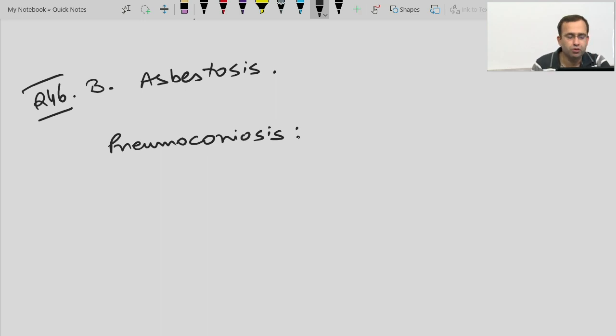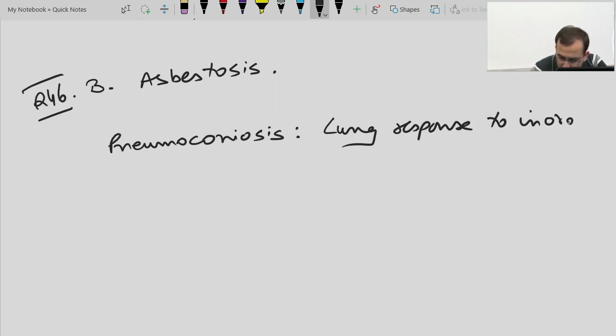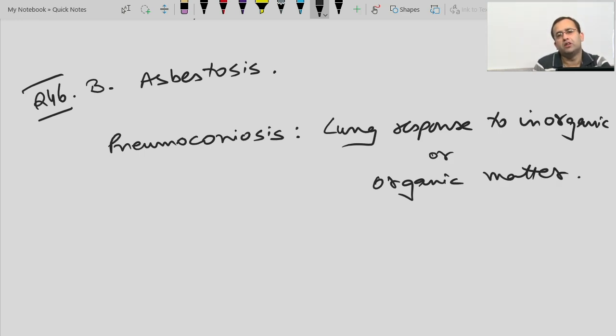What is pneumoconiosis? It is the lung response to inorganic or organic matter. It is not necessary that it should only be inorganic in nature. This can be the lung response to organic matter also.